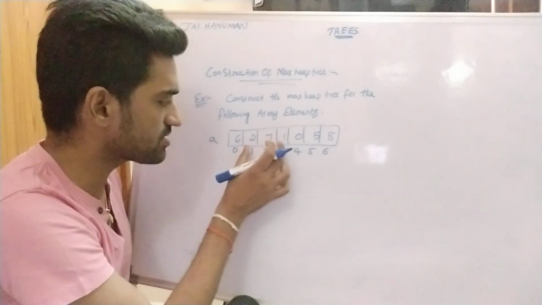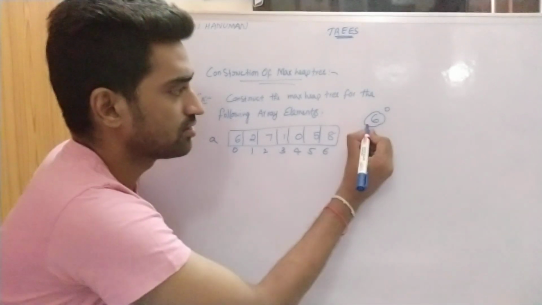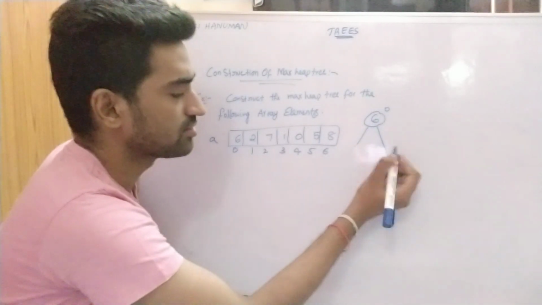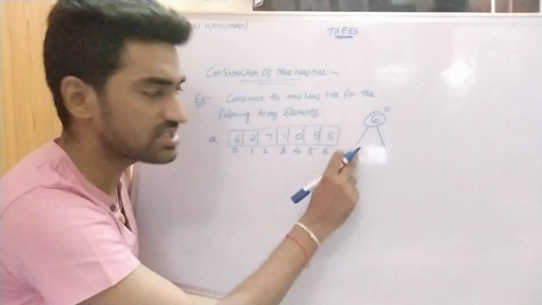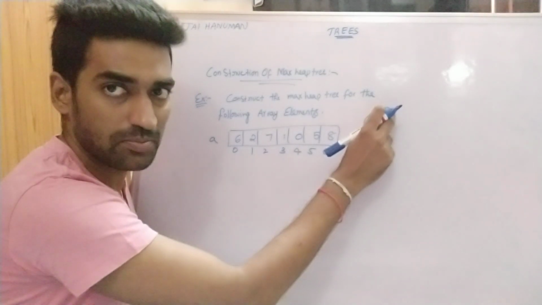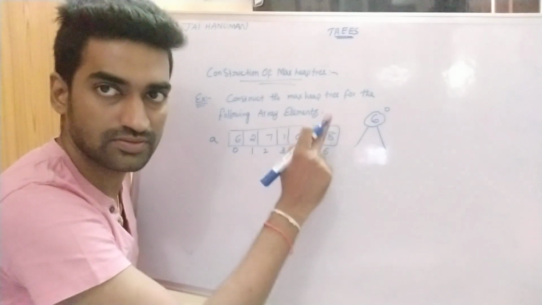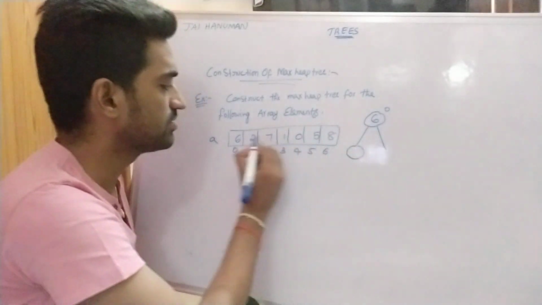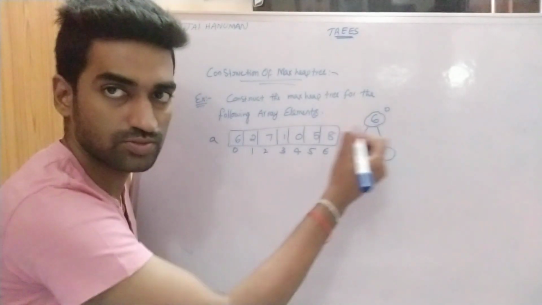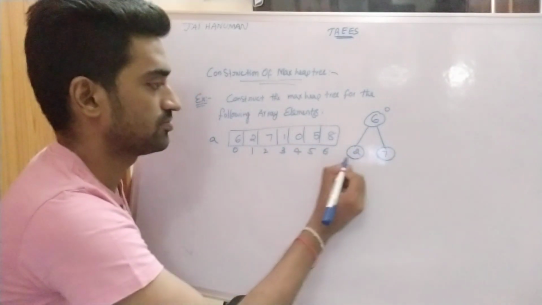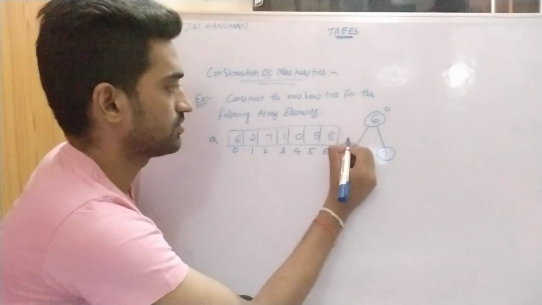First of all, what is the tree representation for this array? 6 is the root. Index starts from 0. In binary tree representation, the left child is placed at 2i plus 1, where i is the parent position. So 2 into 0 plus 1 is 1, so at the first position we place 2. Then the right child is at 2i plus 2, that is position 2, which is 7. Similarly, this is the parent node for these children, 1 and 0.